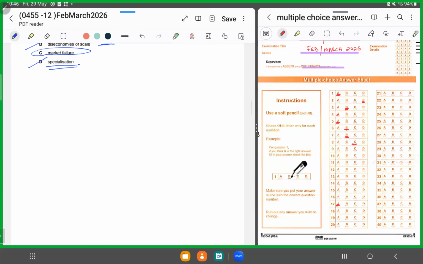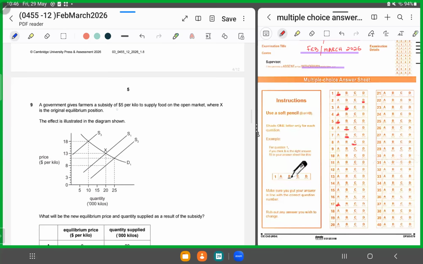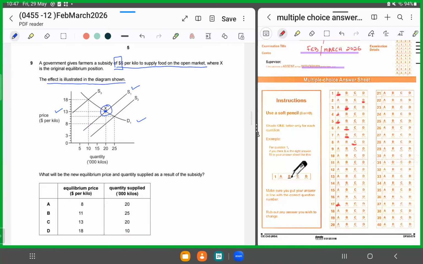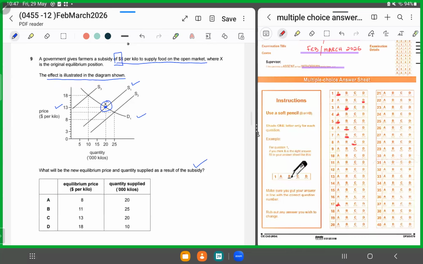MCQ number 9. A government gives farmers a subsidy of $5 per kilo to supply food in the open market, where X is the equilibrium position. So now this is the scenario. S1 is the initial supply curve, D1 is the demand curve, and the price was 13. Now the government is giving a subsidy of $5 per kg. The effect is illustrated in the diagram shown. What will be the new equilibrium price and quantity supplied as a result of the subsidy? So now notice, if the government gives the subsidy, what would be the new price and quantity supplied? 5 per kg is the subsidy.